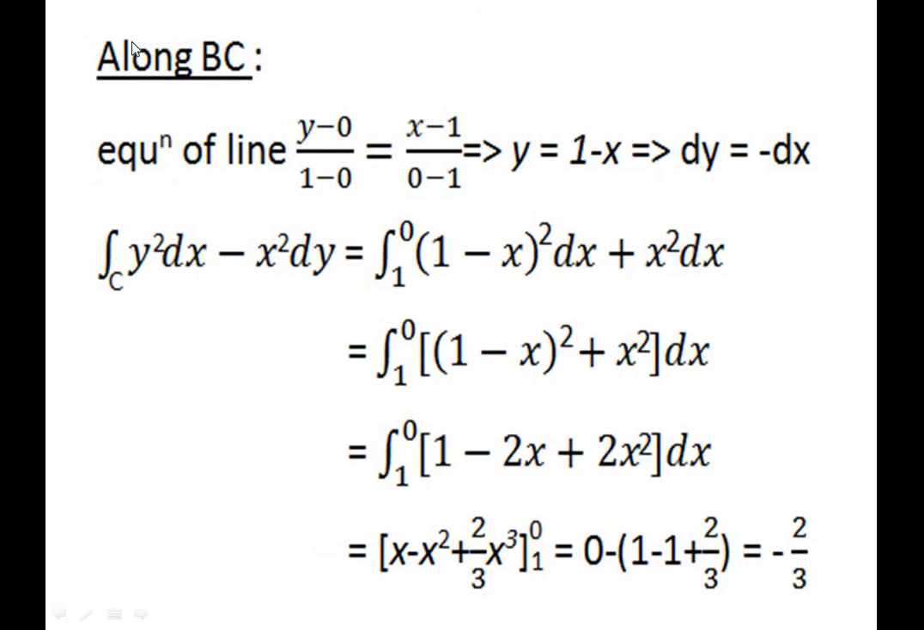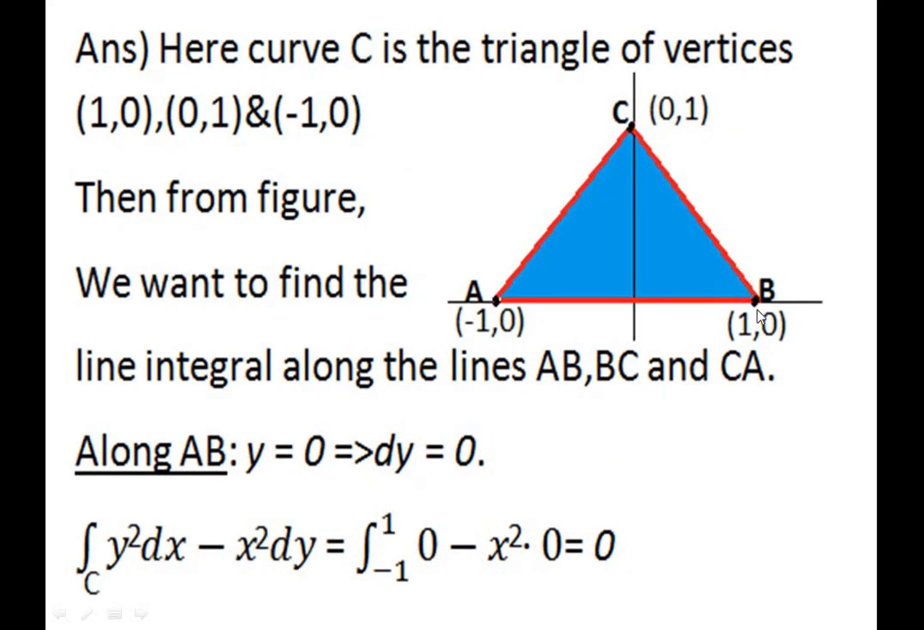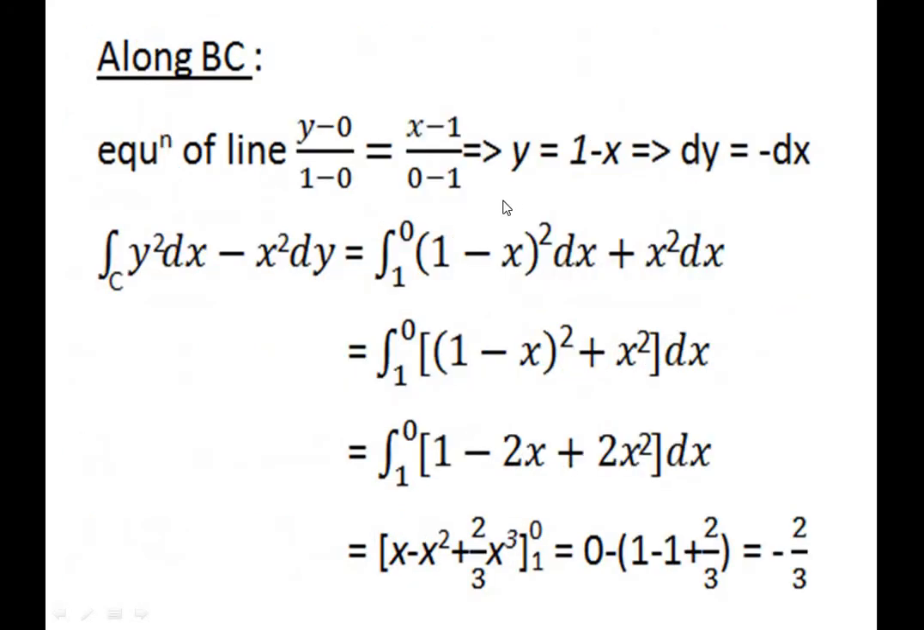Along BC, the equation of the line BC is (y minus 0) by (1 minus 0) equal to (x minus 1) by (0 minus 1). After calculation we get y equal to 1 minus x, then dy equal to minus dx. Then the integral over C of y square dx minus x square dy equals the integral from 1 to 0. Here on the line BC, x varies from 1 to 0 and y varies from 0 to 1. We change all terms into terms of x.